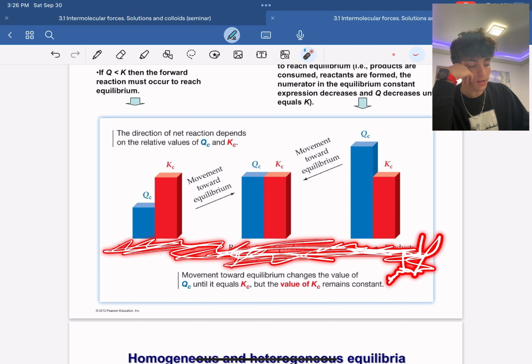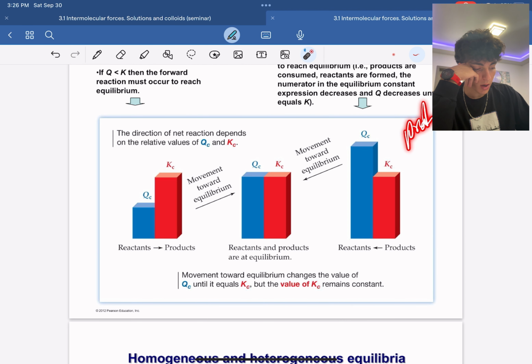And you can always relate back to the formula, products over reactants. So if we don't have a lot of Q, smaller than K, that means our products are low. We need to increase products to get to 1, because that's the numerator. This means it's a 1-to-1.